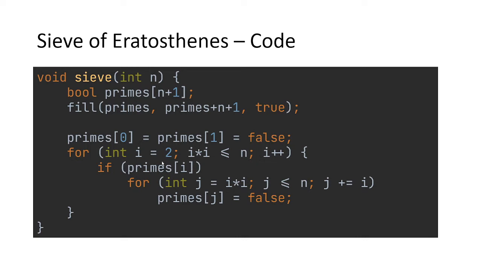So from 2 to root n, if we get a prime number, then we run another loop which has the multiples of this prime number, right? Now j will be a multiple of i, as you can see in this loop. And then we mark all the multiples of i as false. That means composite.